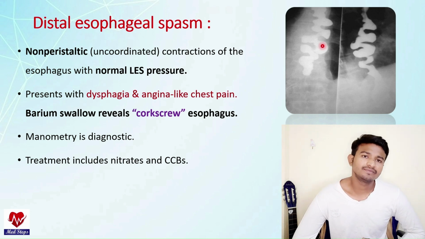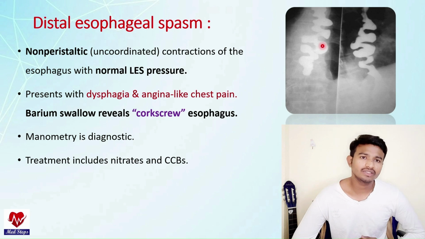Next, for treatment, we can give nitrates for vasodilation, and we can give calcium channel blockers. Because of more amount of calcium, the action potential is increasing, the action potential tone will increase. That's why the esophagus contracts. That's why we can block calcium channels with calcium channel blockers. So this is distal esophageal spasm.